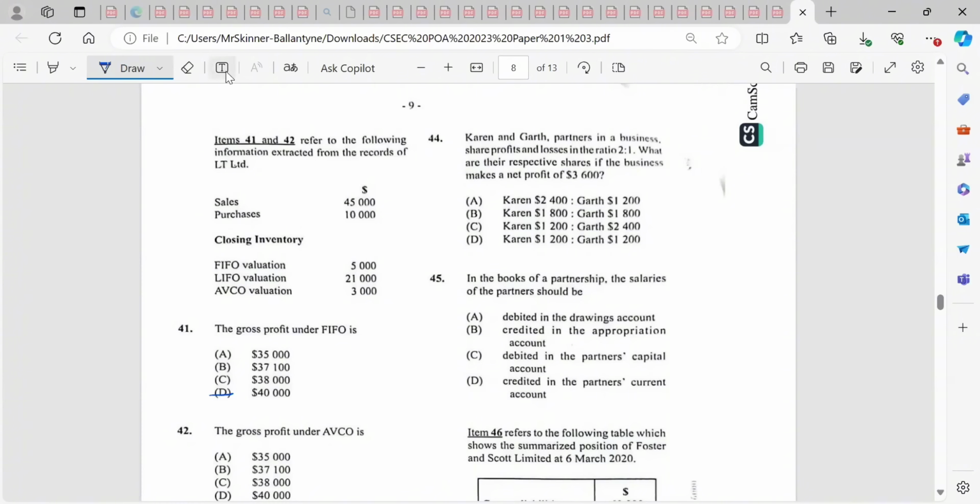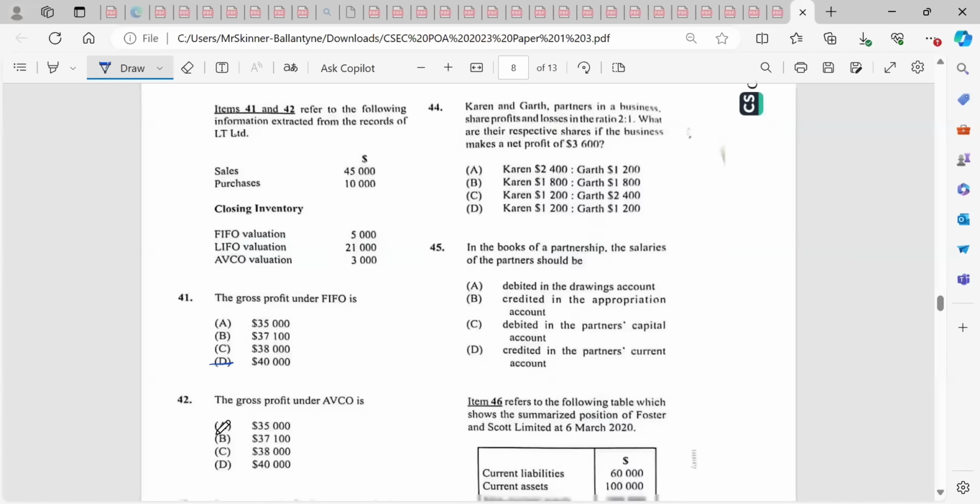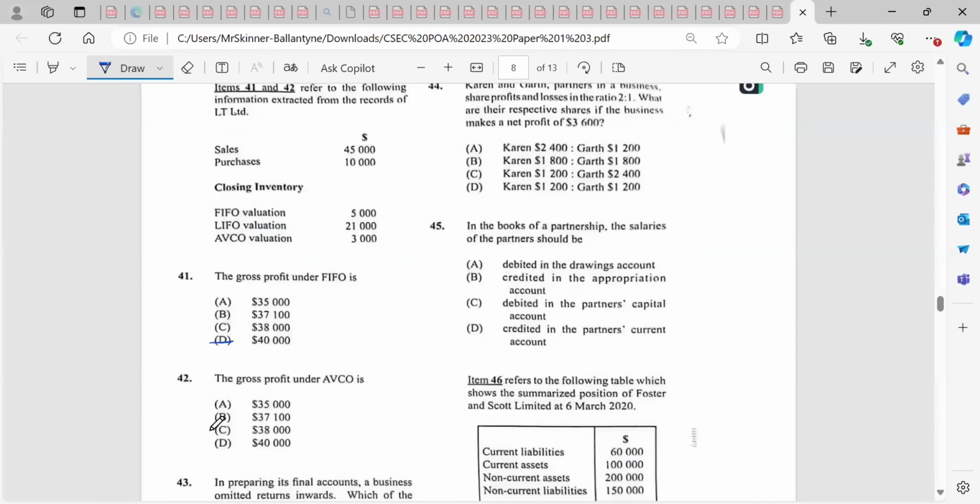Then it asks what will be the gross profit under AVCO. Under AVCO, closing stock is 3,000. So your cost of goods sold would be your purchases minus your closing stock. 10,000 take away 3,000 is 7,000. So your gross profit will be sales, take away your cost of goods sold. 45,000 take away 7,000 gives you 38,000.